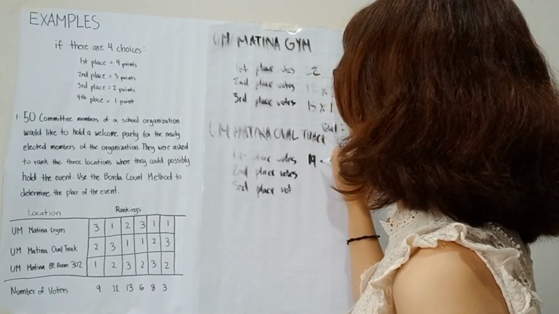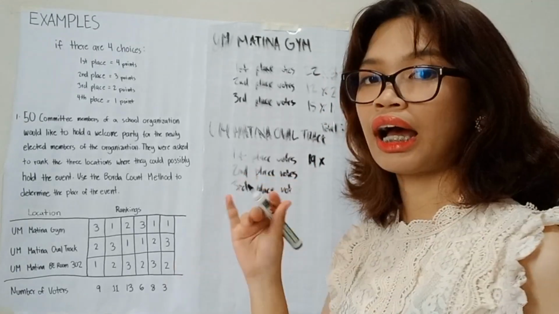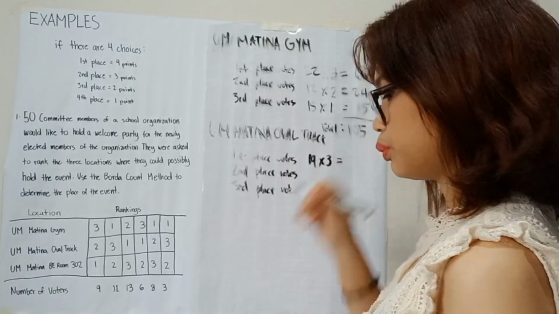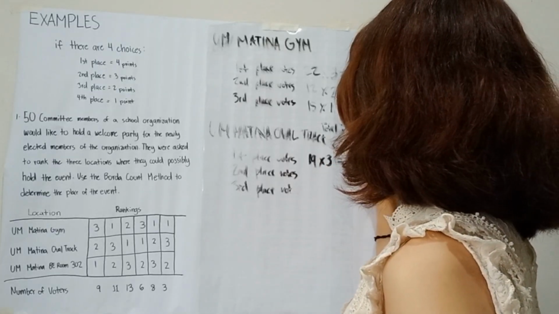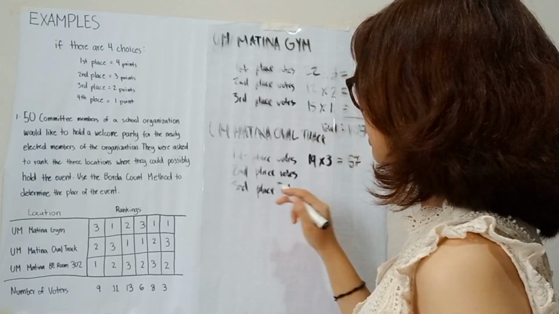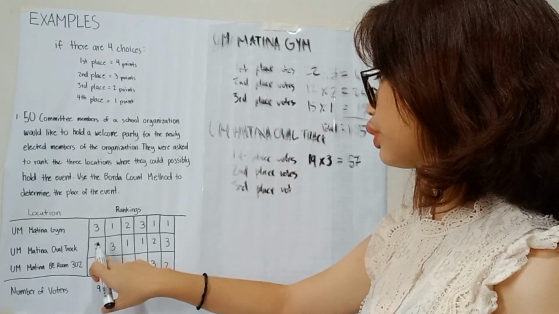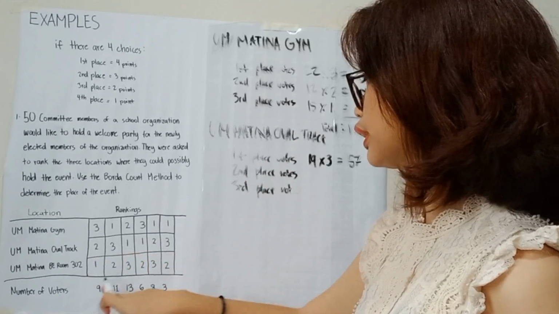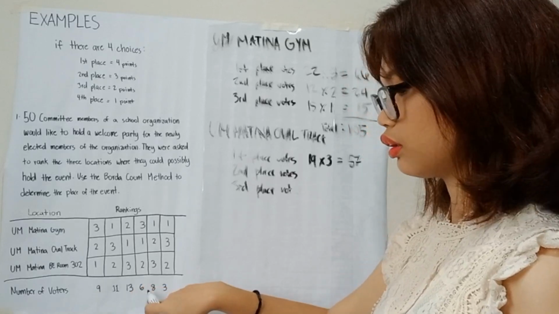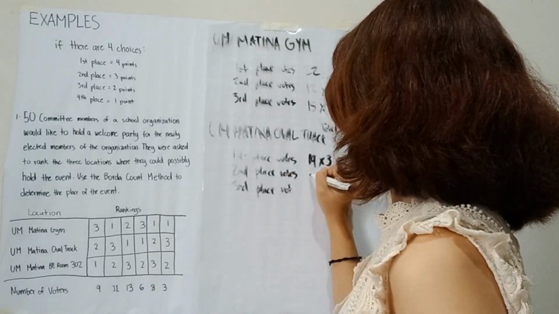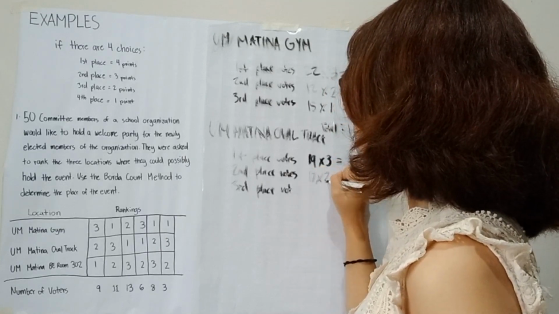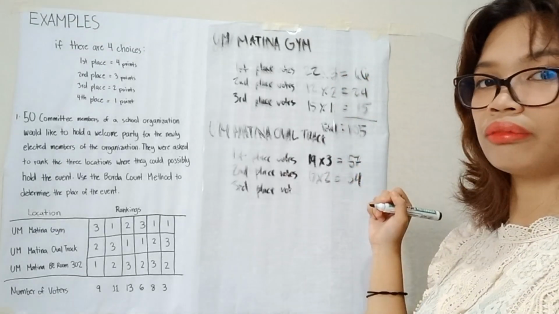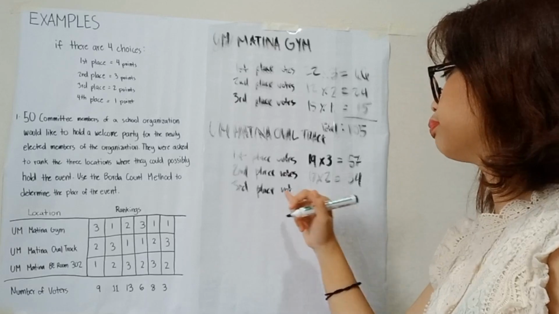So since it is the first place, so it has the highest points, so 3 points. So 19 times 3 is equal to 57. Next is for the second place. We also have ranking 2 and ranking 2 here for voters 9 and voters 8. So 9 plus 8 is equal to 17. Times 2 points, 34. See? 34.